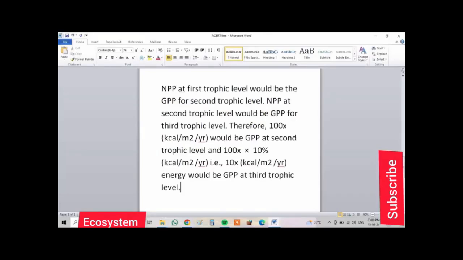Maybe the smallest explanation I can give: NPP at the first trophic level would be the GPP for the second trophic level, NPP at the second would be GPP for the third. Therefore 100x would be the GPP at the second trophic level, and 10% of 100x would be 10x, so option 2 is the answer.